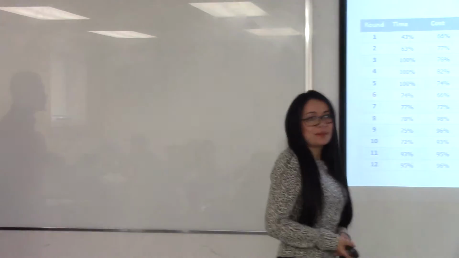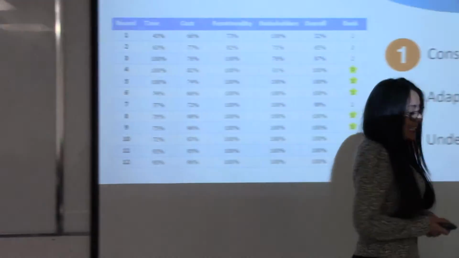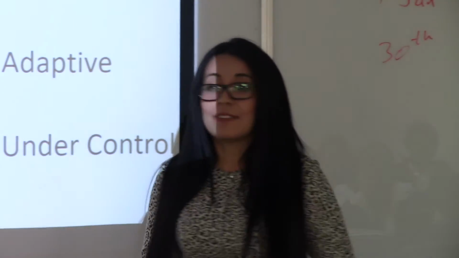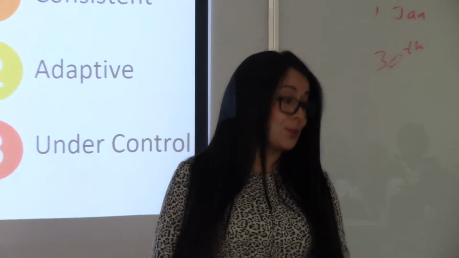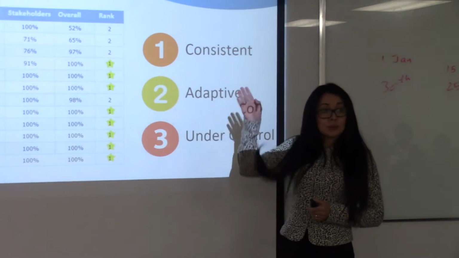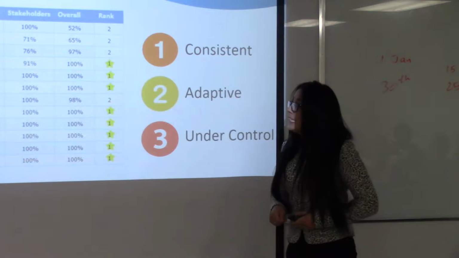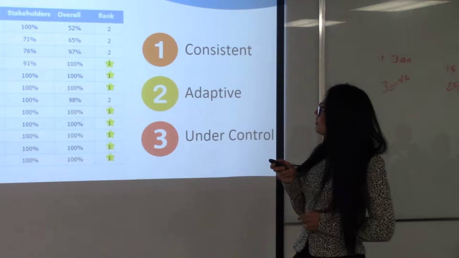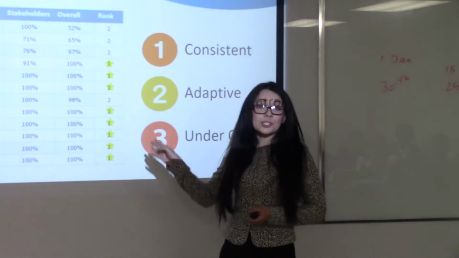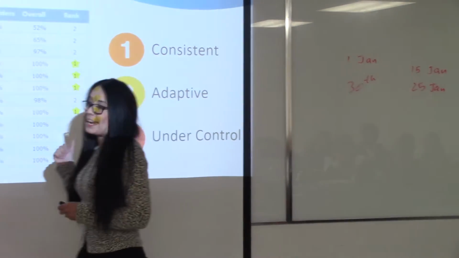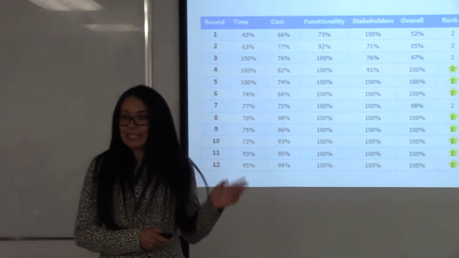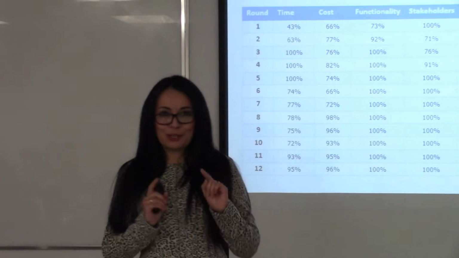Well, based on the information that Jose just shared with us, it's time now to take a look at the performance, considering the lessons learned and the outcomes from the pre-play and trial rounds. This table shows our performance throughout the 12 rounds in the simulation, in terms of time, cost, functionality, and stakeholders. This table also shows the overall percentage of performance and the final rank. We can describe our performance as consistent, adaptive, and under control.